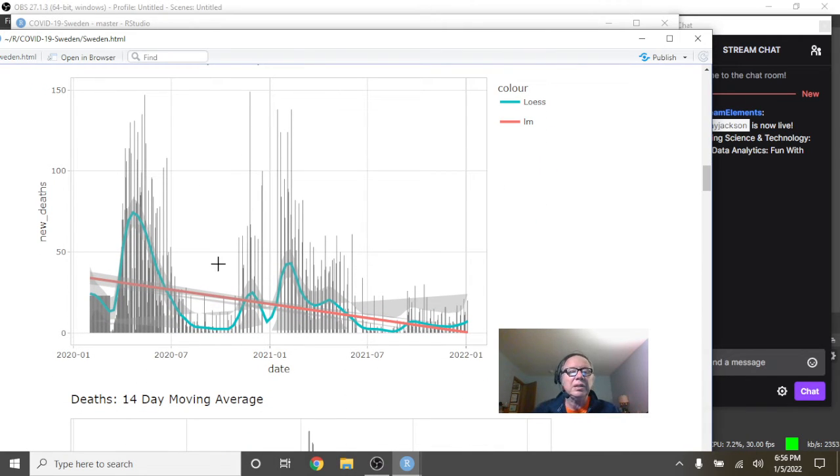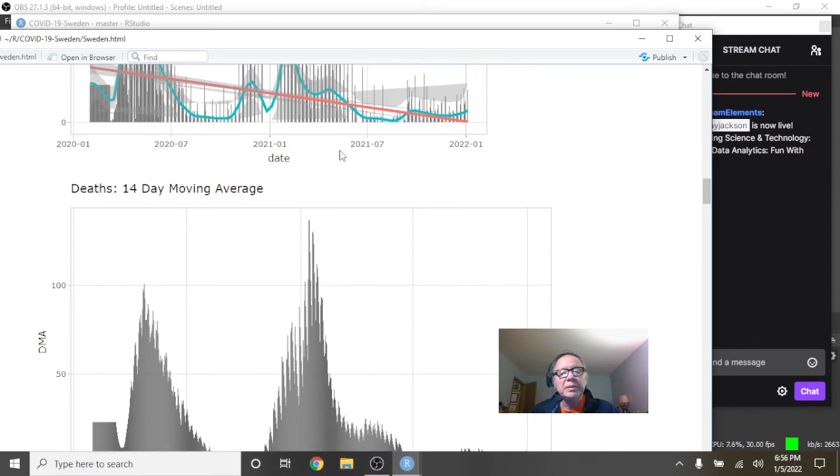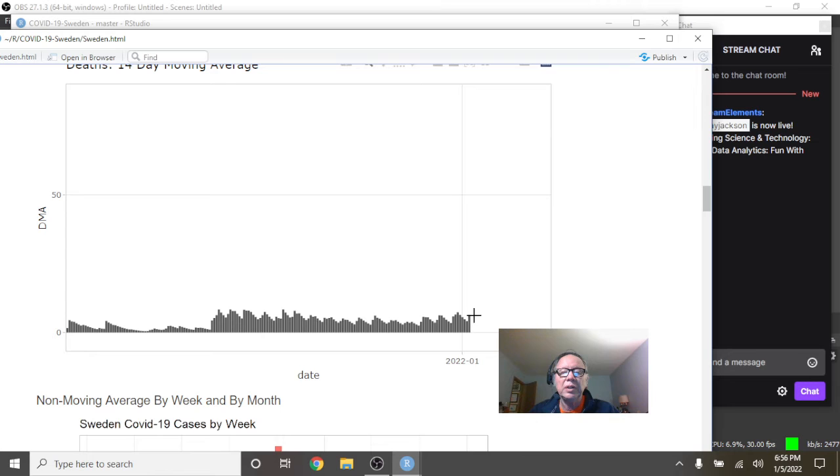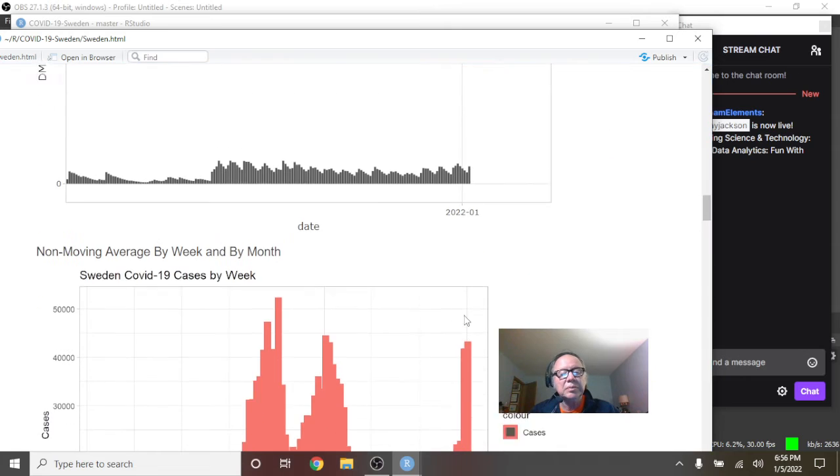Now let's look at deaths again. You can see there is a slight creeping up here. Hopefully this isn't anything serious as far as deaths in Sweden are concerned. Take a look here. You can see over here this week so far, you're averaging 6.2 deaths for the previous 7 days.